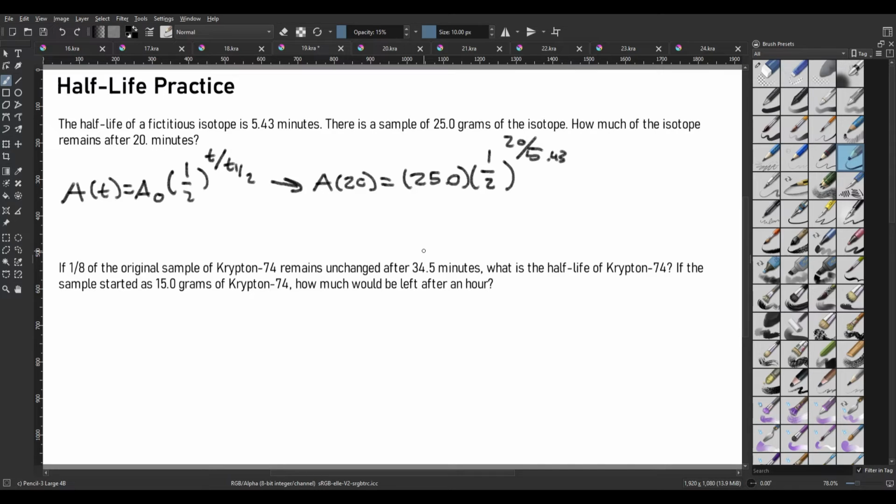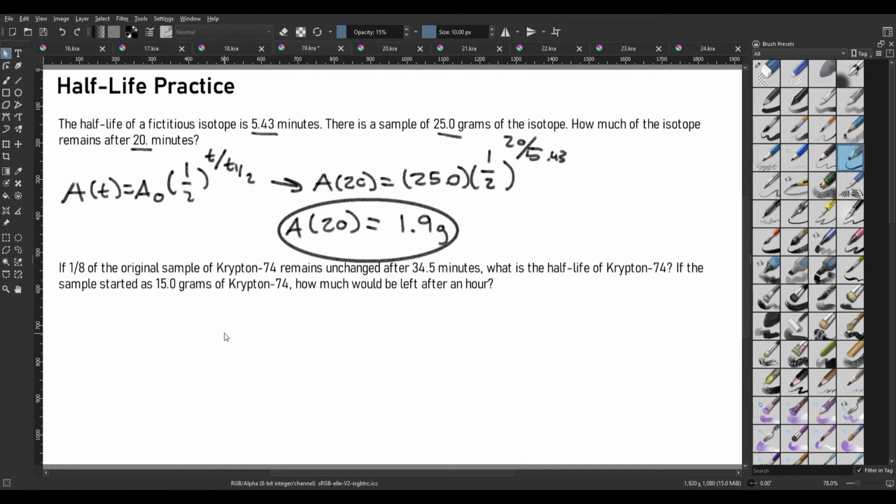Now if we put this into our calculator, we're going to get, let's look at significant figures first. So we have 2 here, we have 3 here, we have 3 here. So we're going to use 2 significant figures. That's going to be approximately 1.9 grams. We measure that in grams. So that's the amount left after 20 minutes given the half-life for this one.